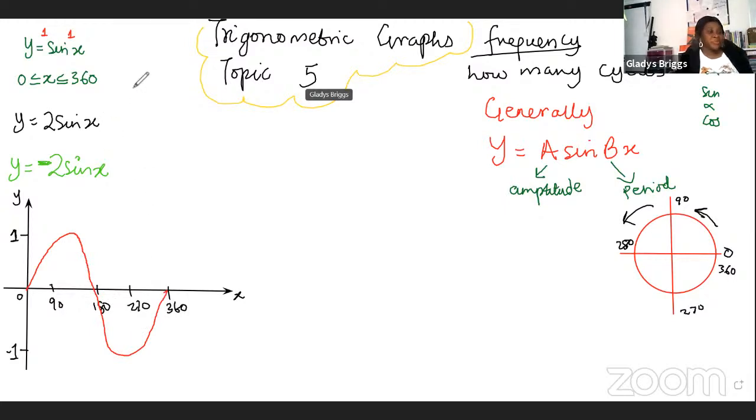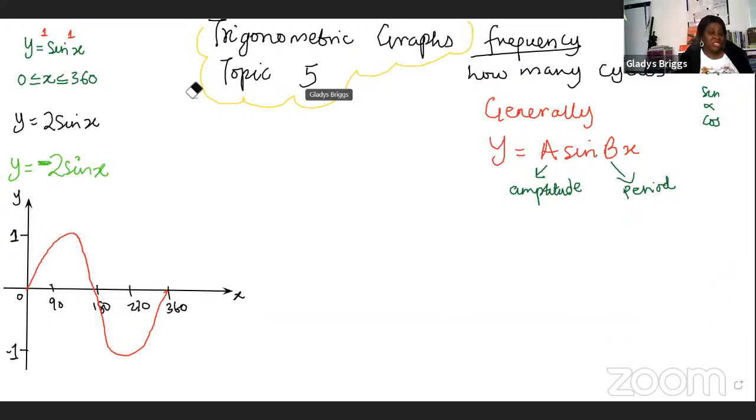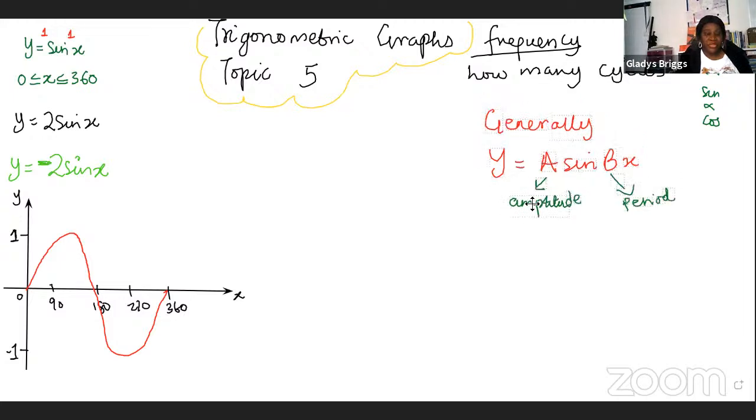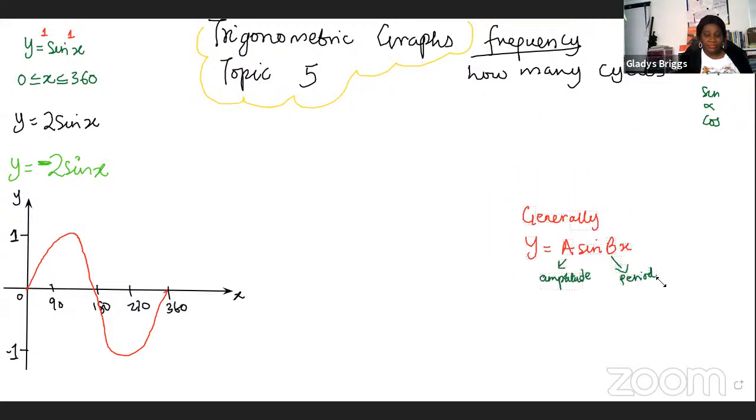So now we want to draw y is equal to sine 2x, okay? Now the period is what is changing. We have looked at when the amplitude changes, and we've seen that results in a stretched graph. So now we should have a look at when the period changes. What happens when the period changes?